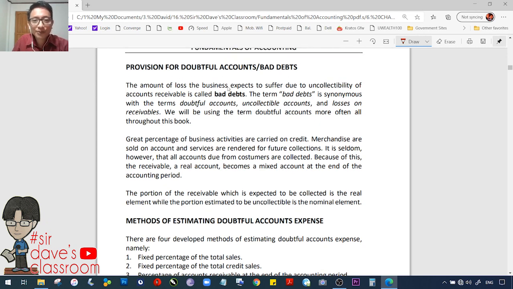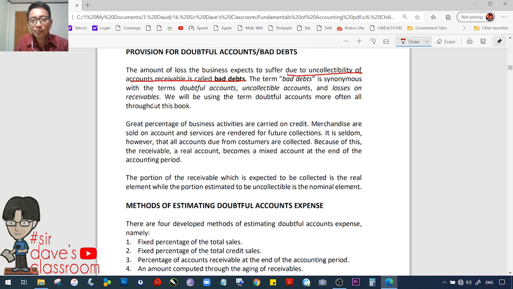The amount of loss the business expects to suffer due to uncollectibility of accounts receivable is called bad debts. The term bad debts is synonymous with the term doubtful accounts. We would prefer the term doubtful accounts. So for uniformity, ito yung gagamitin nating term all throughout the book. Uncollectible accounts and losses on receivables. We'll be using the term doubtful accounts more often all throughout this book.